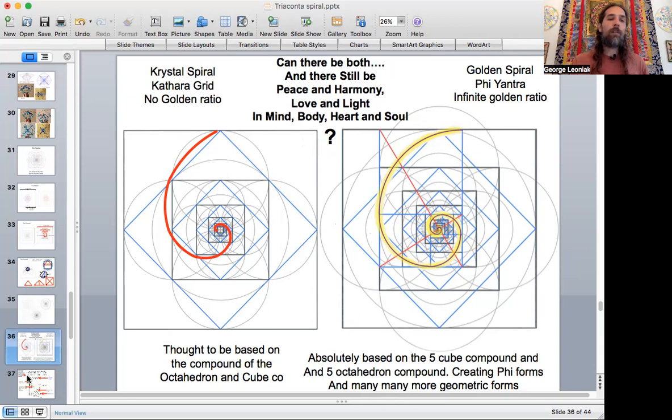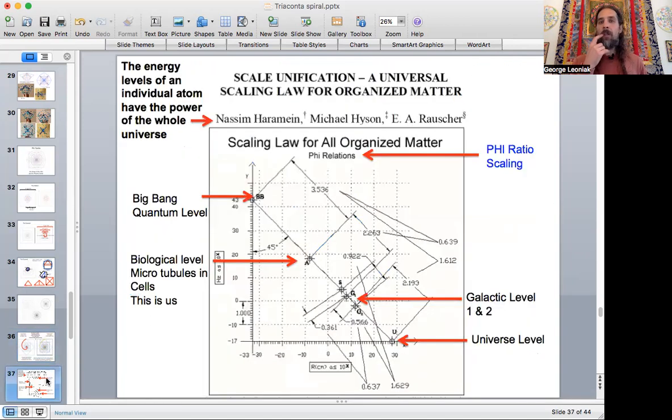Because if it is an either-or situation, and everything on my right-hand side of my picture here that I just presented thoroughly on is really our distorted universe, then I don't really understand things like this. This is Nassim Haramein's work, from a paper that he and his colleagues have written, and it looks at the Big Bang all the way out to our biological microtubules that are in our cells, and this is us here, all the way out to galactic 1 and 2.